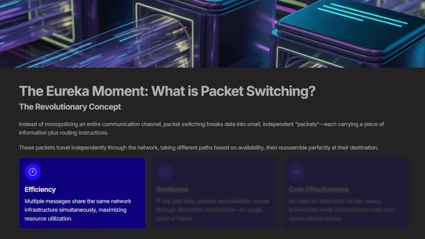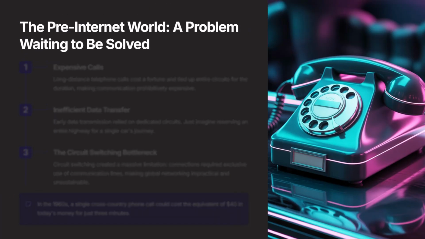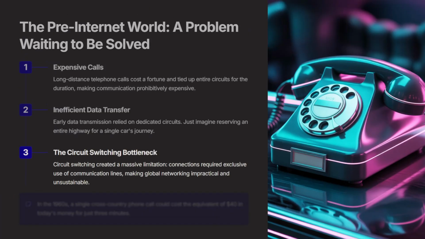So high cost, super inefficient use of the lines that naturally creates a bottleneck, right? That's the core issue. Circuit switching required exclusive use of these lines. So building a massive global network where everyone could communicate easily was impractical, unsustainable, really. You just couldn't scale it.